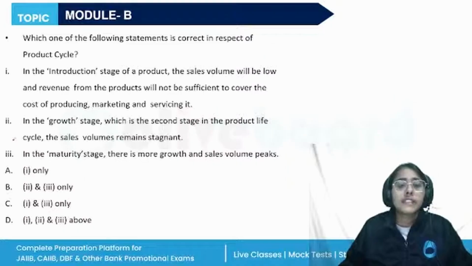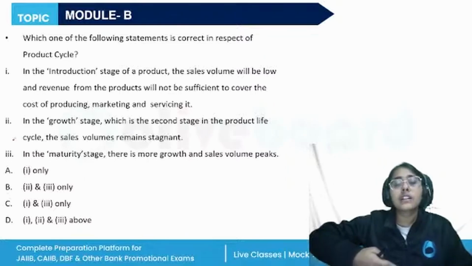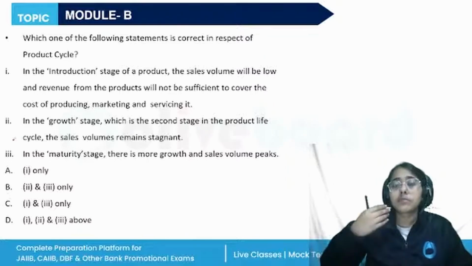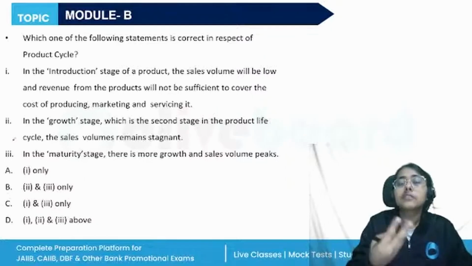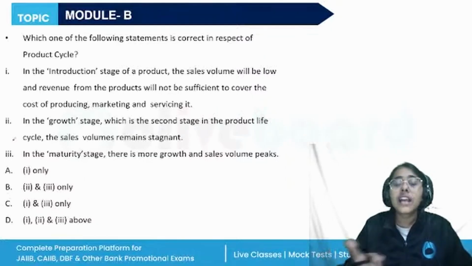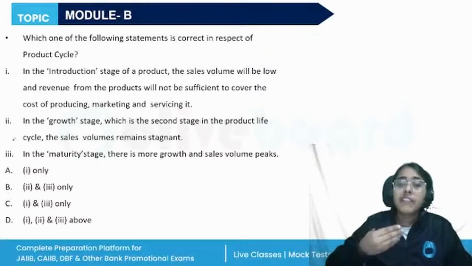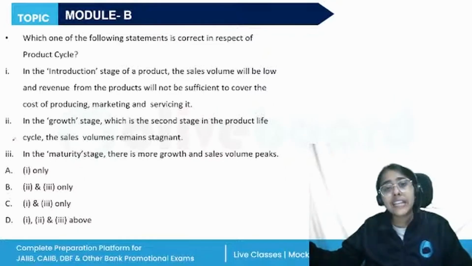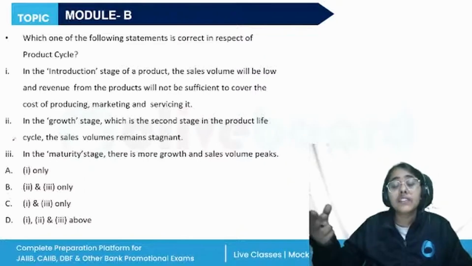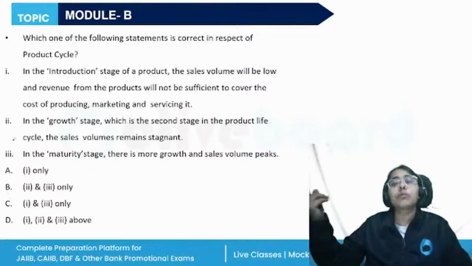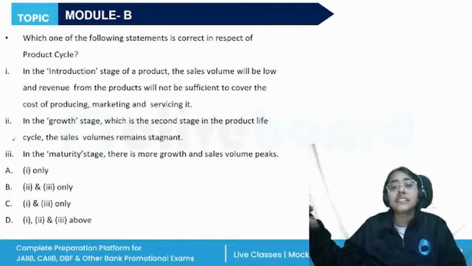which one of the following statements is correct in respect of the product cycle? So, there is the product life cycle, which starts from the introduction of the product, after the creation. The product is newly introduced, so it will have low sales and low profit. When it goes to the second stage, some customers will demand the product, the demand will start rising and it will increase the profits.